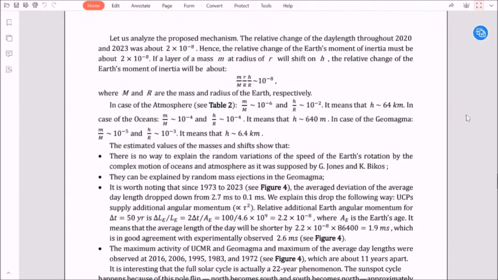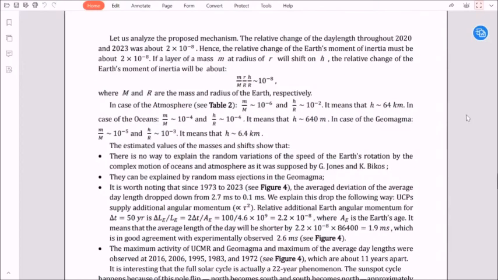In the case of the atmosphere, the ratio of its mass to the mass of Earth is about 10 to the minus 6, and h over R is about 10 to the minus 2. It means that h is about 64 kilometers. In the case of the oceans, with a mass ratio of about 10 to the minus 4, h over R is about 10 to the minus 4 either. It means that h is 640 meters.